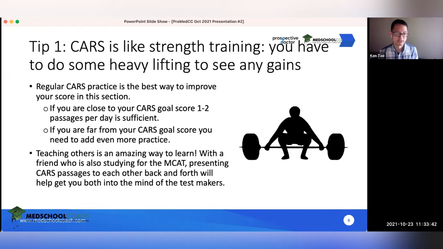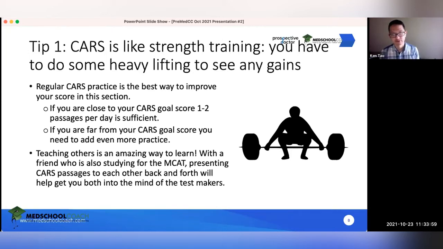Most important is regular CARS practice. And before regular CARS practice is regular reading. Again, if you're early in your college career, if you're a freshman or sophomore in college, or you're still in community college, get in the practice of reading regularly. That will be really helpful for you later on.